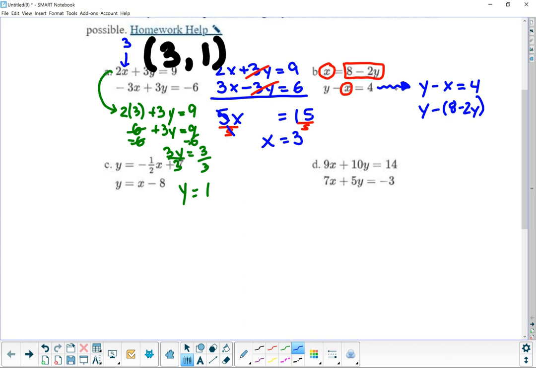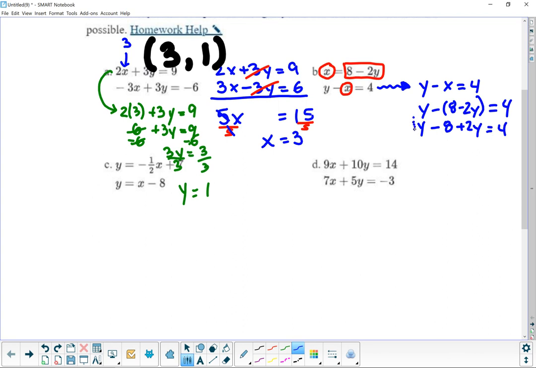And notice I'm using parentheses because it's actually minus the whole x. So it's going to be minus, and then this whole thing is x. So keep that in mind. And we want everything to be the opposite, and that's going to equal 4. Rewriting this: y minus 8, negative, and negative 2y is a positive 2y, equals 4.